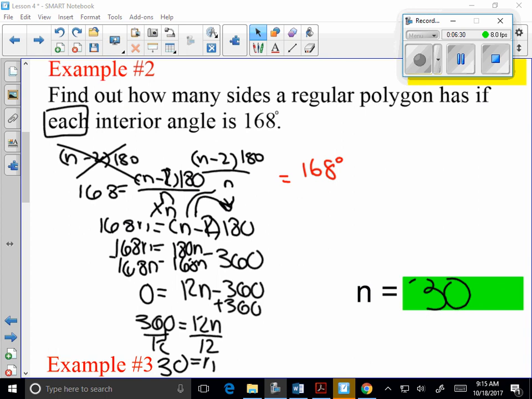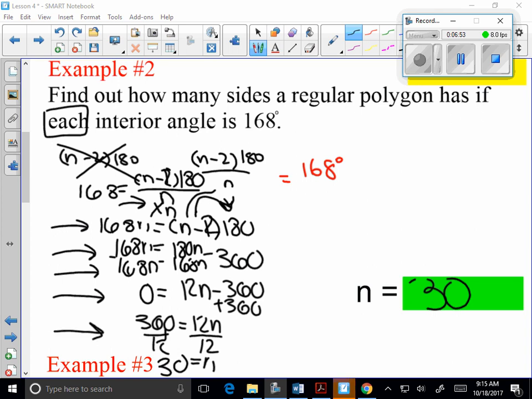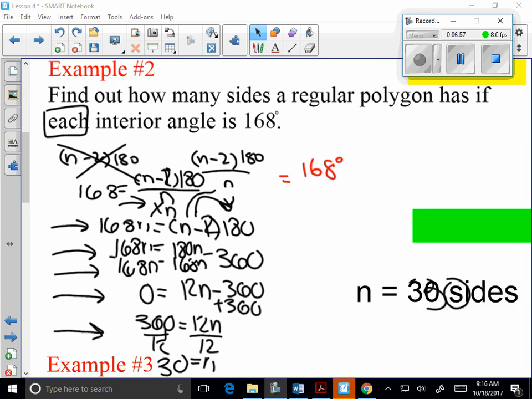Looking at Aaron's work, we get 168 equals n minus 2 times 180 over n, multiply by n on both sides. So we get 168n equals n minus 2 times 180. She distributes, subtracts 168n, comes out with 0 equals 12n minus 360, adds the 360 to the other side, and divides by 12. Let's see if she's right. Yeah, 30 sides. Good job. Nice work.